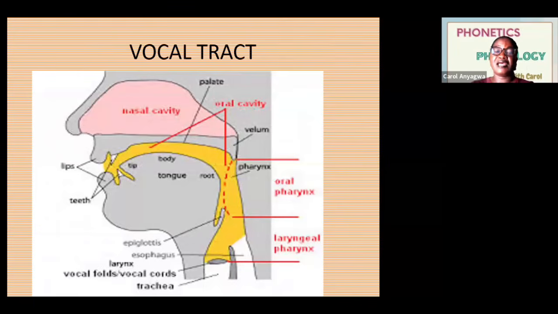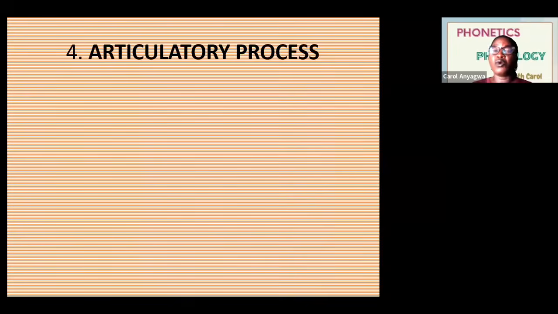And if you look at this diagram, you'll see the oral cavity painted in yellow, and then the nasal cavity painted in pink. Look at the back, you see the velum suspended between the two. So it is the position of the velum that will determine whether that air coming from the larynx passes through the nasal cavity or the oral cavity. So the velum is a very important organ in the process of speech production.